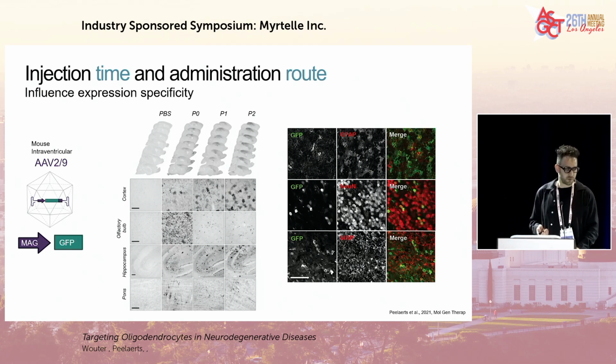So for instance, in this case, we've injected in the lateral ventricles of neonates at P0, P1, and P2. And here you can see big differences between different brain regions. For instance, at P0, you can see some astrocytes positive in the cortex. In the olfactory bulb, you see a lot of neurons, but also in, for instance, the hippocampus and other areas in the brain. But then when moving to P1 or P2 neonatal stages, you can see that this pattern completely changes. Hardly any neurons are detected, and in the hippocampus and other regions, such as the pons, the midbrain, and spinal cord, we mostly see oligodendroglial specificity.